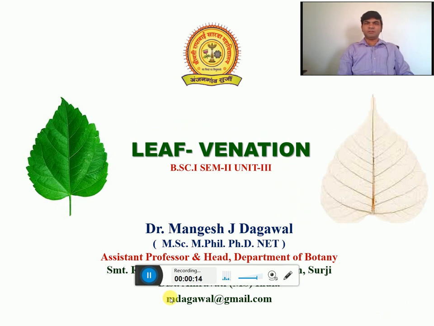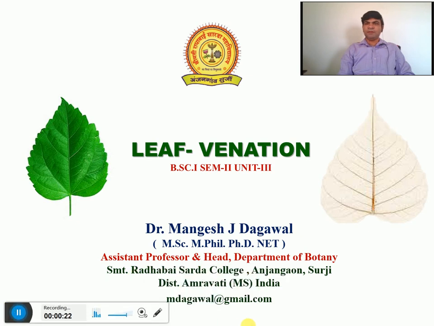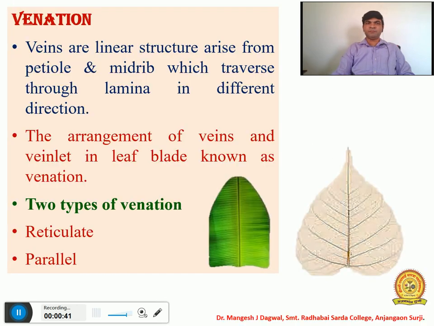As we know, a leaf is made up of various parts: the leaf base, leaf lamina, and leaf petiole. In the leaf lamina there is a network made up of a number of veins and veinlets, which plays a very important role in the function of the leaf. Now, first of all, what is leaf venation?